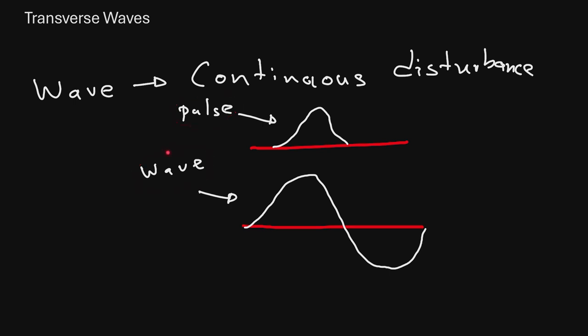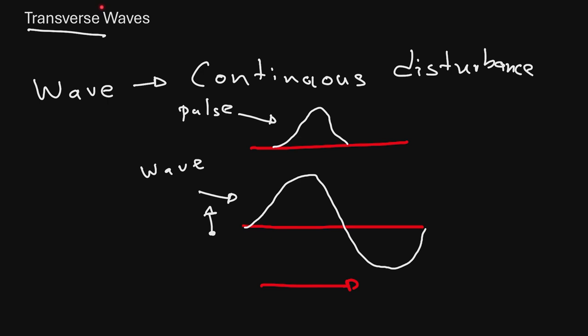So now, when we talk about a transverse wave, we are talking about a wave whereby the particles of the material will be moving up and down as the wave is moving to the right. So this means what? The direction of the particles is perpendicular to the direction of the wave. And that is what we call a transverse wave.